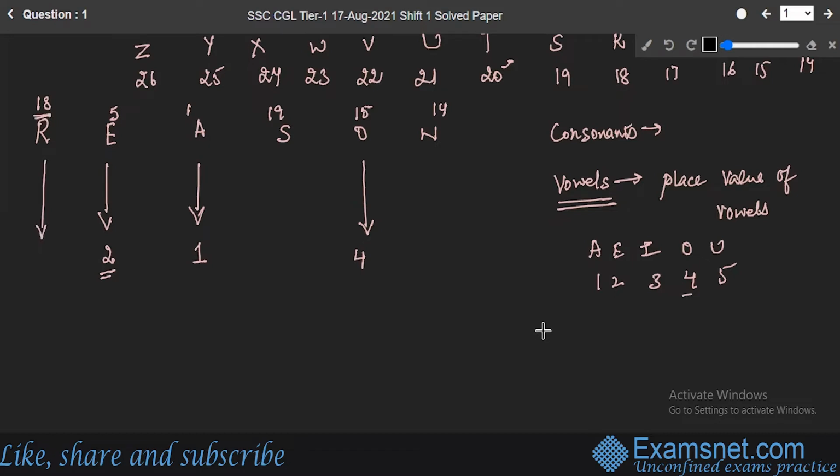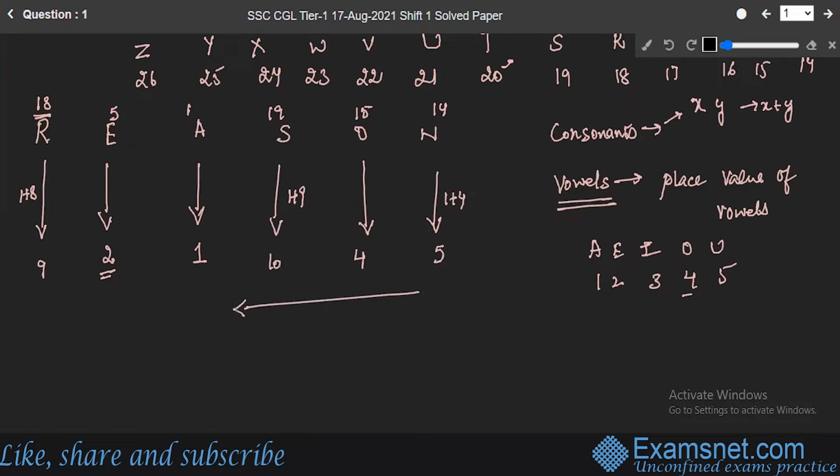You will add them. There are consonants whose place value is single digit or double digit, like X and Y. In this case, you will add the digits. So here is 1 and 8. You will add them and you will get 9. Here you will get 1 plus 9, that is equal to 10. Here you will get 1 plus 4, which is equal to 5. Then you write the number in the reverse order, which will make the number 5, 4, 1, 0, 1, 2, 9. This is the given number.